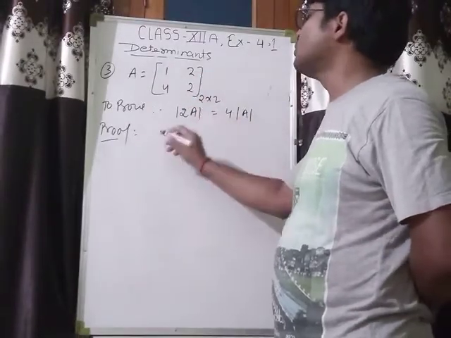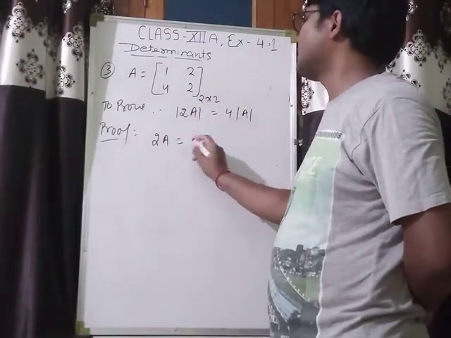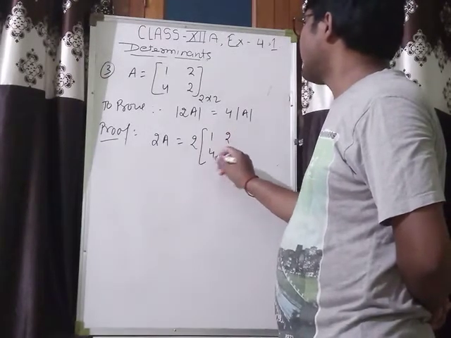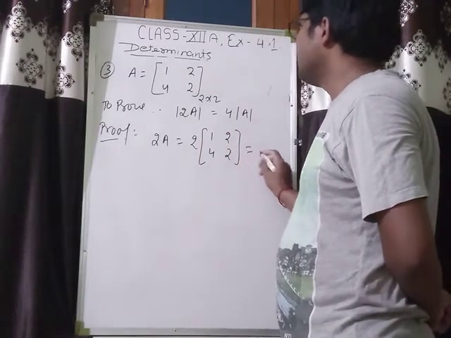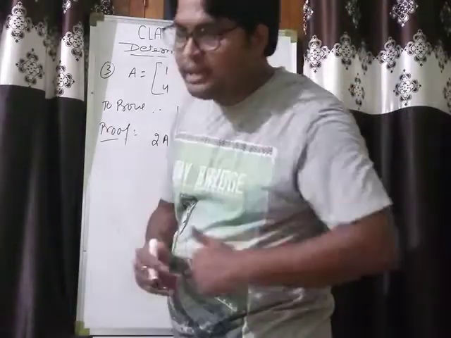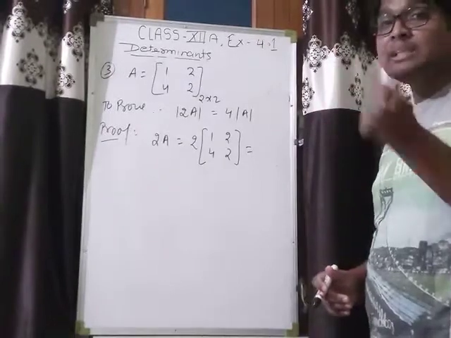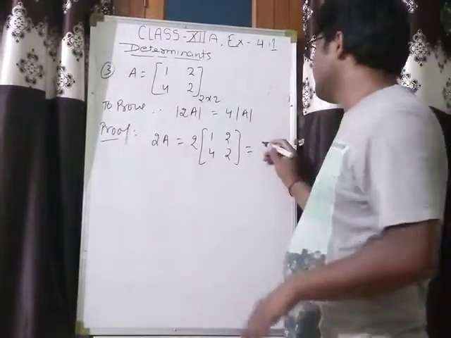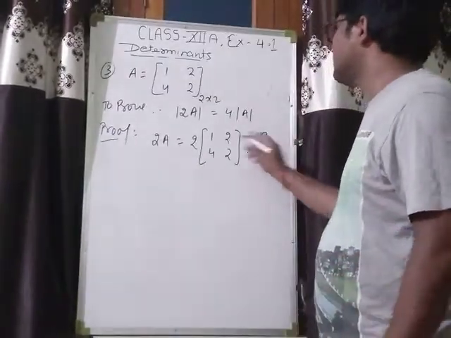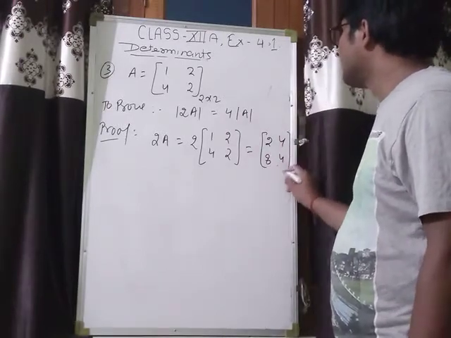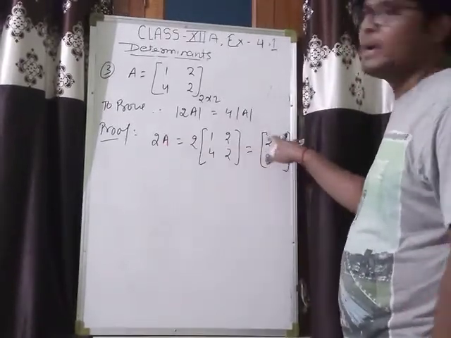First of all, find out 2A. 2A will be what? 2 into this matrix, and we know that when a scalar is multiplied with a matrix, it is multiplied to each entry of the matrix. So it will be equal to 2 1 is 2, 2 2 is 4, 2 4 is 8, 2 2 is 4. So 2A is this matrix.